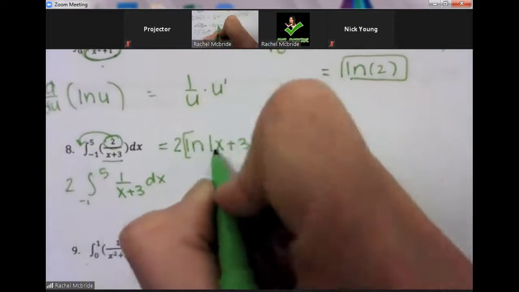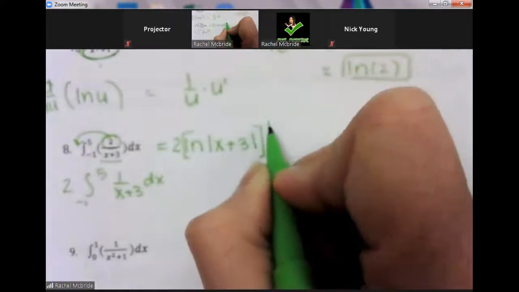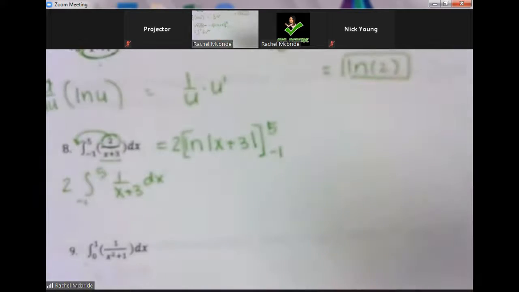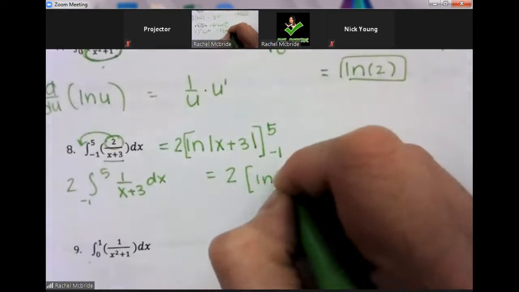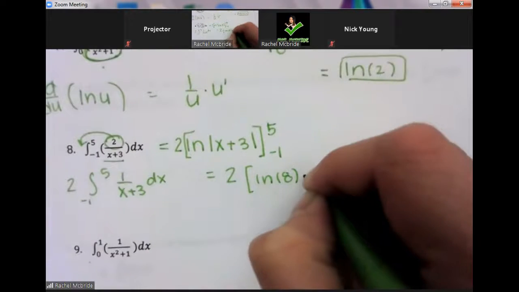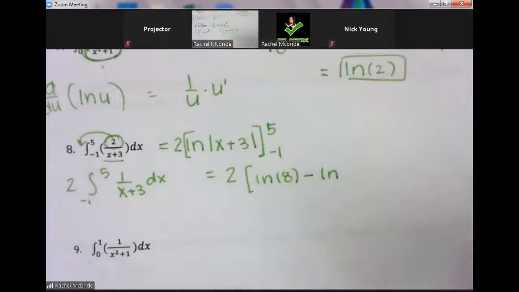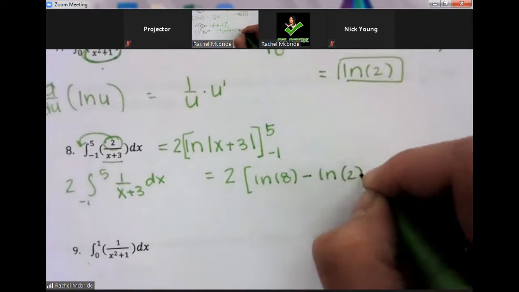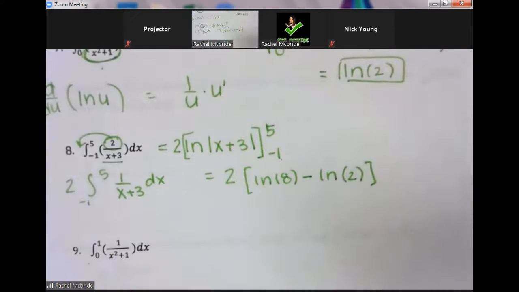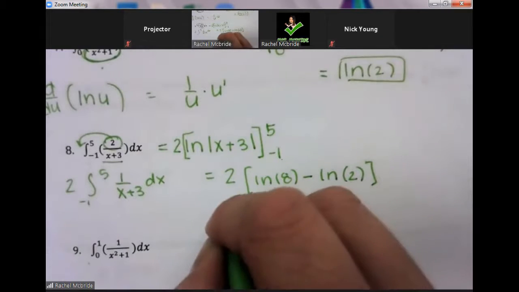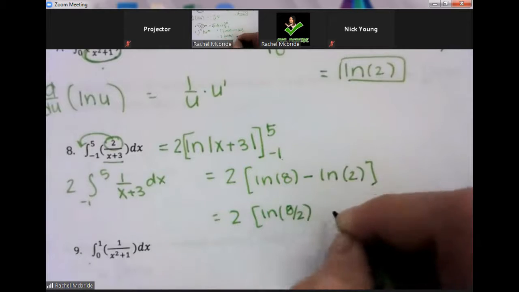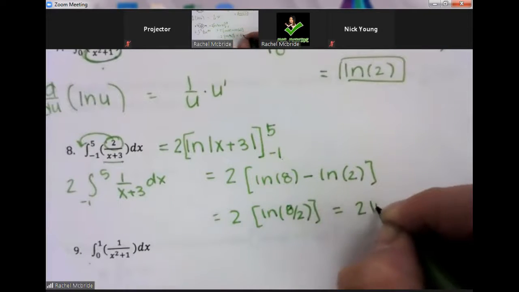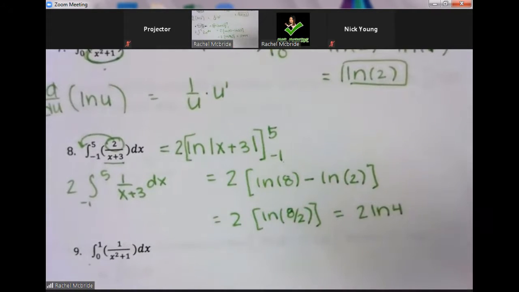And you find your antiderivative from 5 to negative 1. So we get 2 natural log of 8 minus the natural log of negative 1 plus 3, which is 2. So natural log of 8 minus natural log of 2 is really ln 8 divided by 2, or 2 natural log 4.